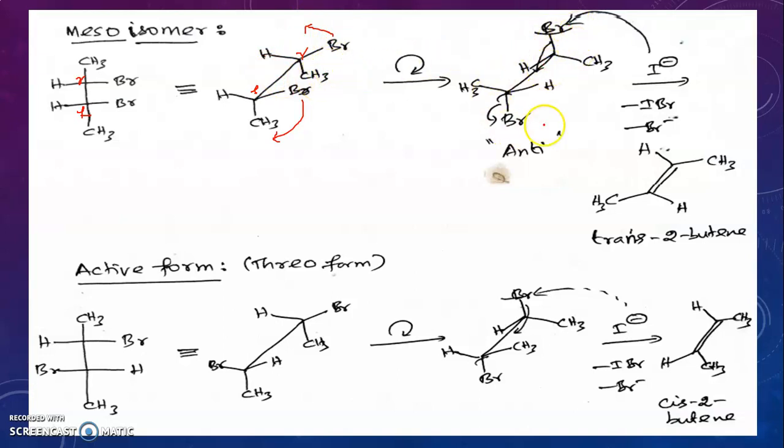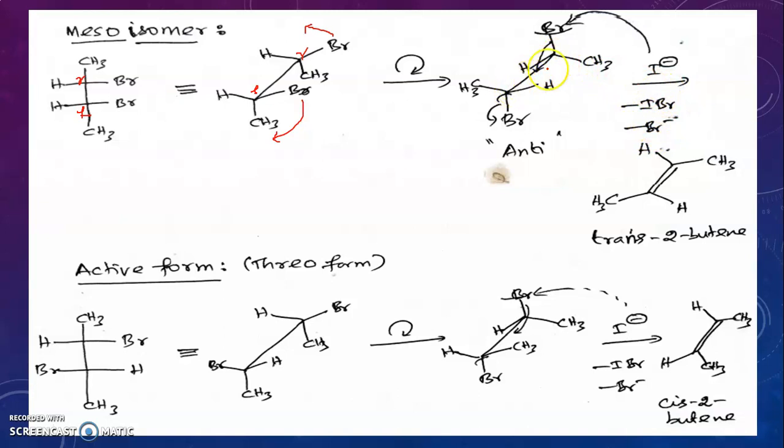Now in this conformation, the bromine atoms are in anti-periplanar orientation. So if the elimination occurs in the presence of iodide, iodide will remove this bromine as Br plus. Br plus combines with I minus to form IBr. Then this bond moves here and you get a double bond here. When this bond moves, this bromine atom comes out as Br minus. You will get this as a byproduct, leave it.